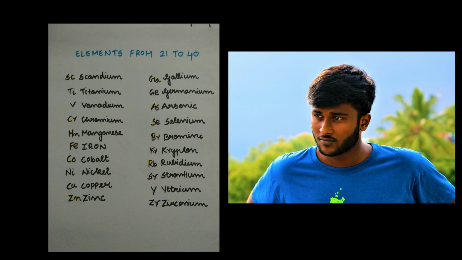Now I will tell you an easy way of remembering elements from 21 to 30. So it goes: Sir Titus, very cruel man for class 9 seizing.